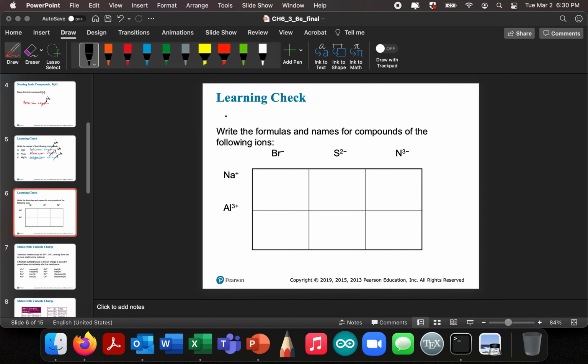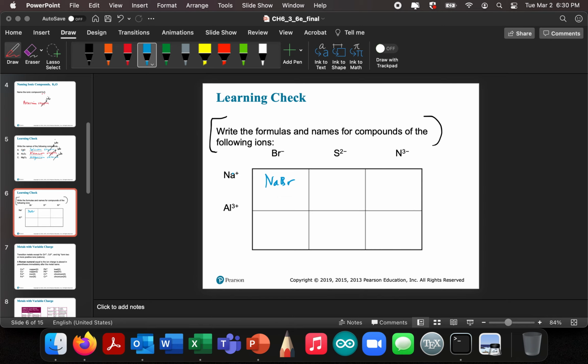So let's now practice our charge balances. If you're asked to write the formulas and names for the compounds of the following ions, pause the video and give answers for this and see what you get. Okay, I'm going to suppose you paused it. This is 1 to 1: a sodium plus 1 and a bromine minus 1, so it's going to be NaBr. I'm not going to write it out here, but it is sodium bromide.